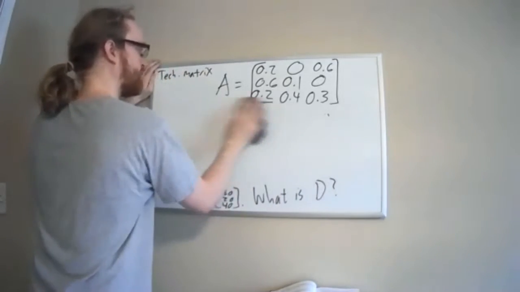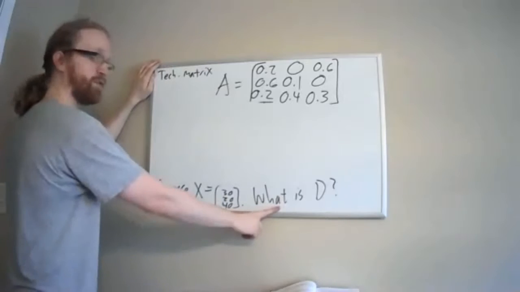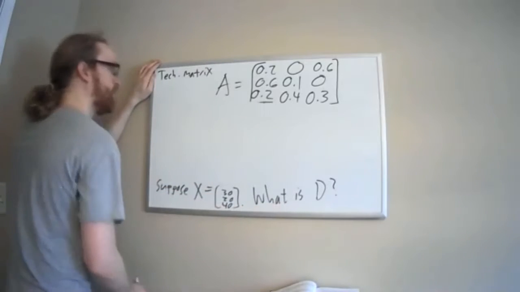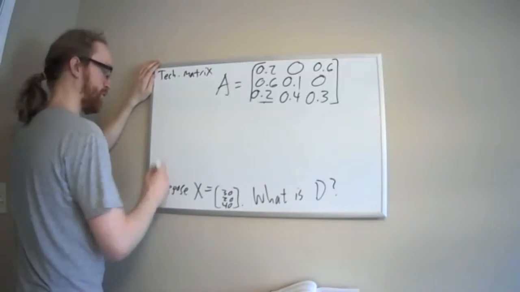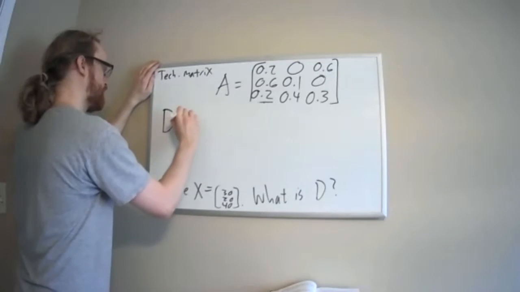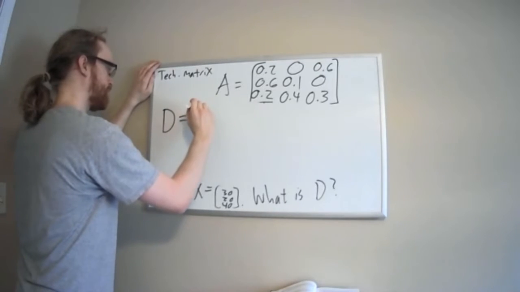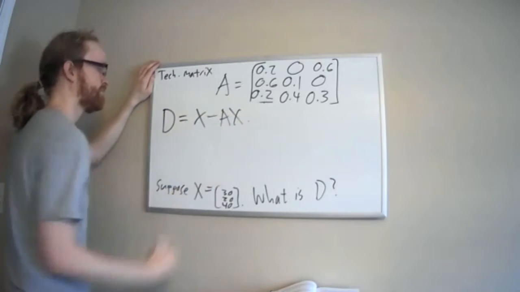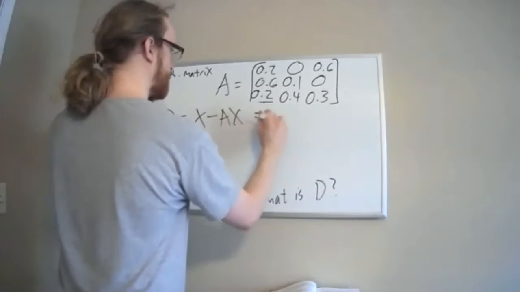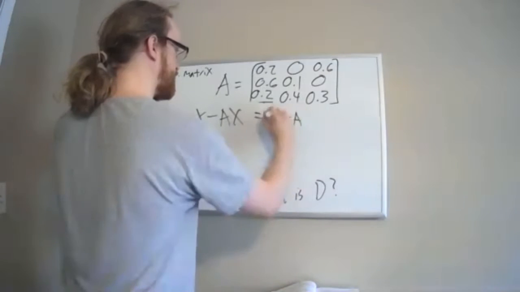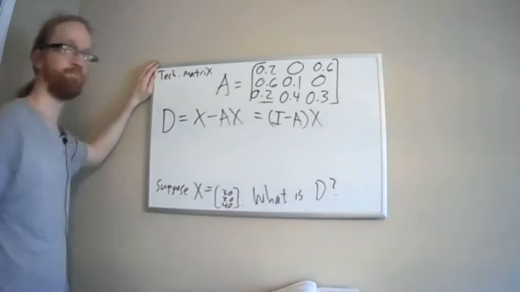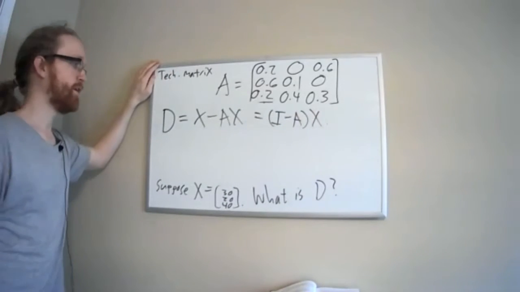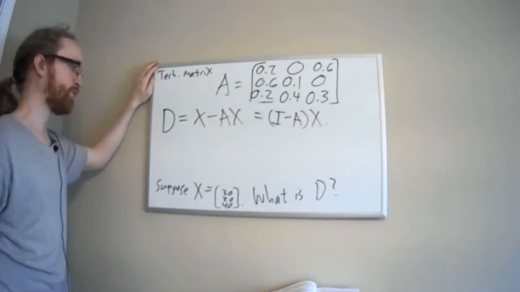And so now the question is, what is D? That's our question. And so I know from my equation for solving for D that D is equal to x minus ax. Or if you like, I could factor it, and it's I minus a times x. Yeah, so it's one of those. These are the same thing. It doesn't matter how we compute it.